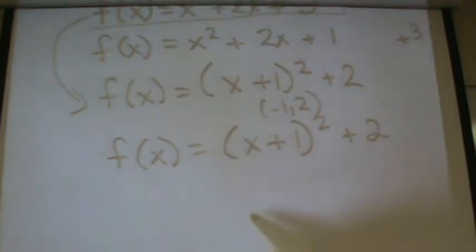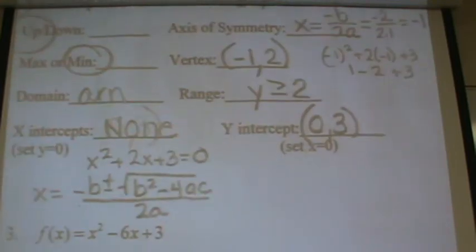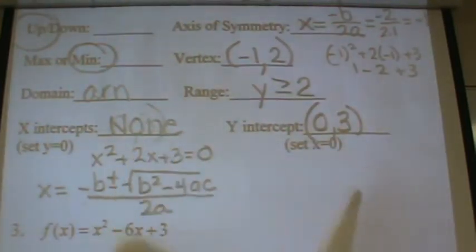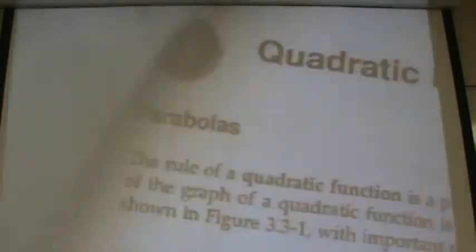Now, how are you going to write this one in x-intercept form? You can't, because there are none. Okay, and go to the back page.